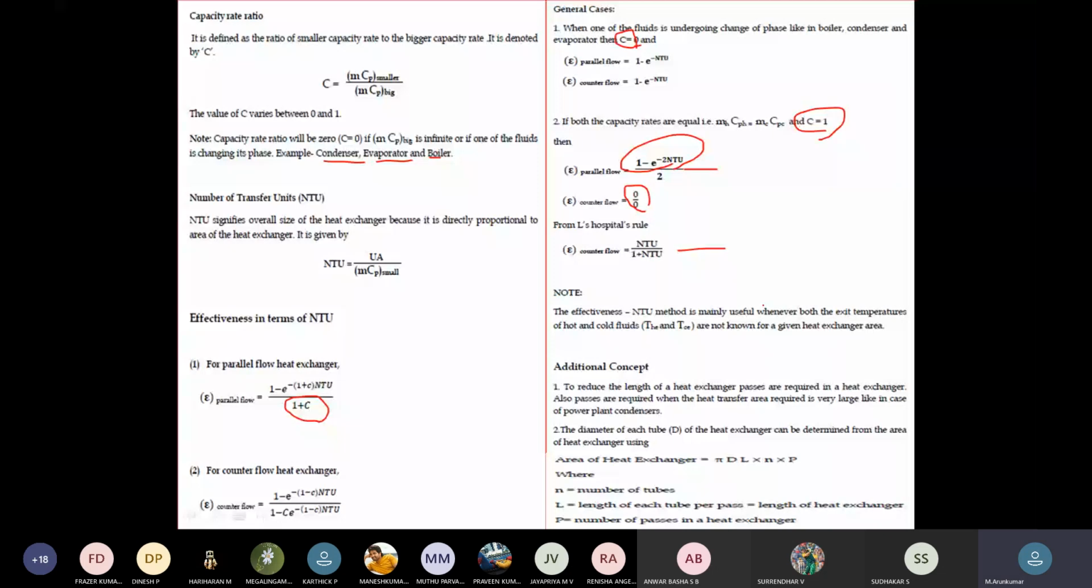So all should be considered. So pi d is the area of the circle. Then the length of the tube can be considered, and P is the number of passes in a heat exchanger, and N stands for the number of tubes. Right, so the number of tubes also will matter. So we can use a single tube, and we can also use multiple tubes. Just consider that.